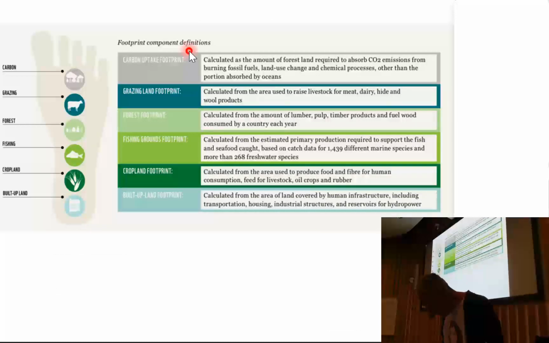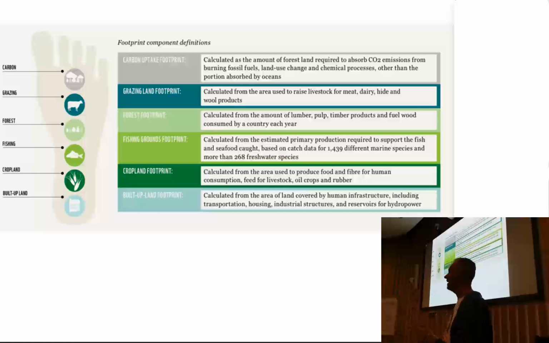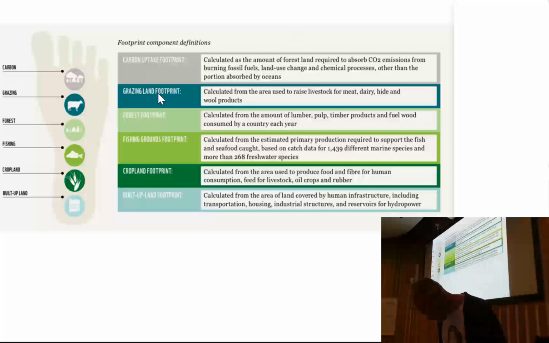So we have CO2 that goes out into the atmosphere. We don't like that. So how do we value the CO2 that we emit? We compute how much forest, how many trees we should plant to suck that CO2 out of the atmosphere again. And you need so and so much land for that, right? And that is the ecological footprint of our CO2 emissions. Grazing land, that is simple, right? That is the amount of land where our cattle live. Forests, that is simple as well. And so on and so forth, right?